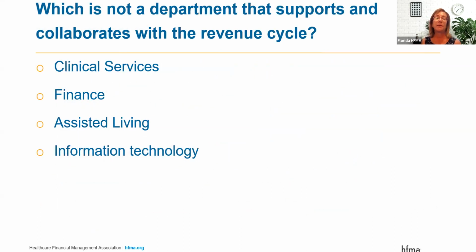So which is not a department that supports and collaborates with the revenue cycle? Clinical services, finance, assisted living, or information technology. And since we just went through this slide, I'm going to presume you all got it right and know that assisted living is a non-acute care residential service, part of the continuum of care for a select group of patients. And it is not a department that collaborates with the revenue cycle. Okay.